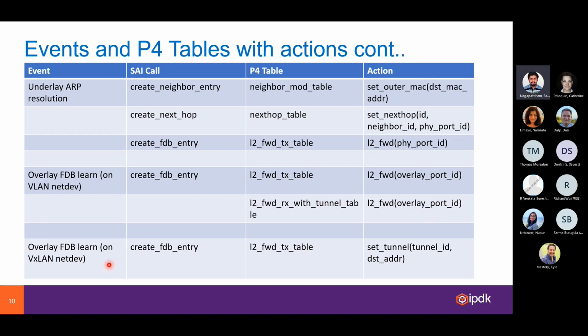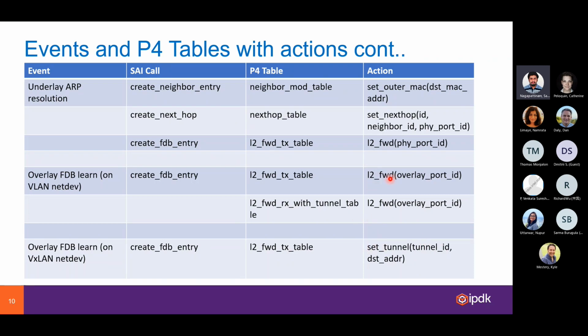And also there can be learning happening on your FDB. Your FDB learning can happen on your VXLAN port, where we again call your create FDB, where it also populates your L2 forward TX table, and the action is set tunnel. Here, if you see, there is a little difference.